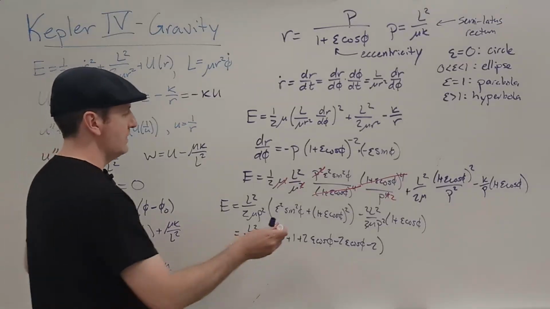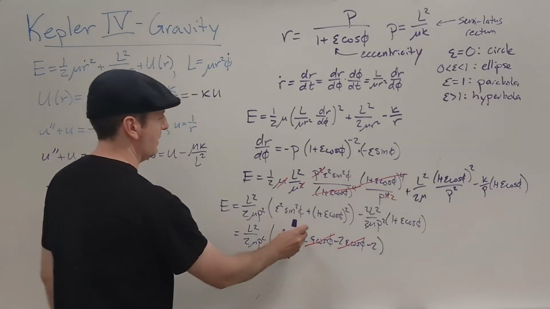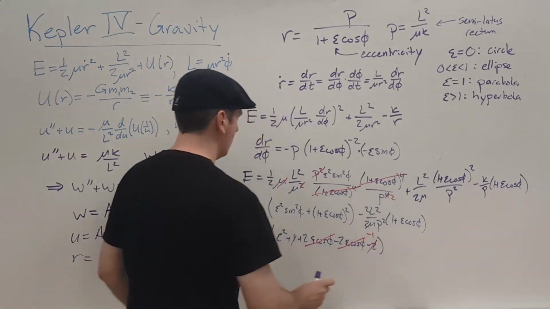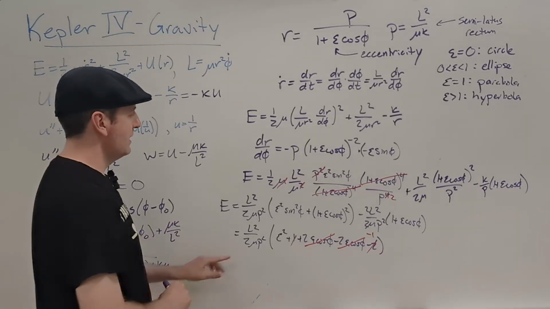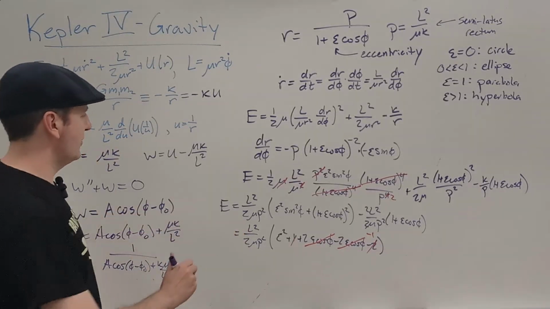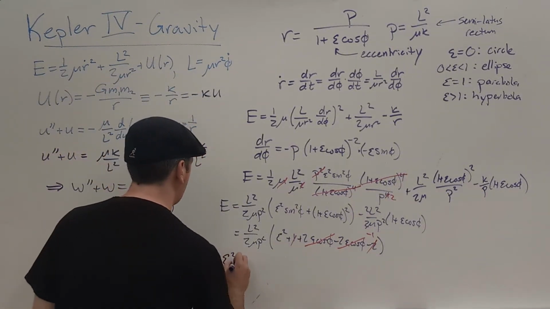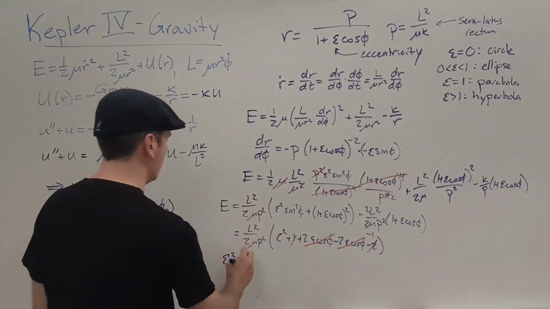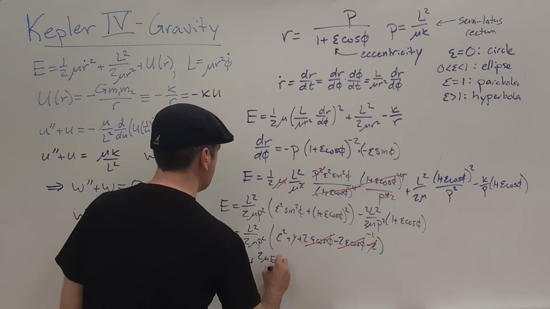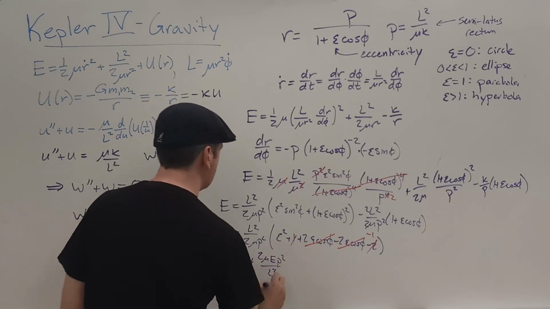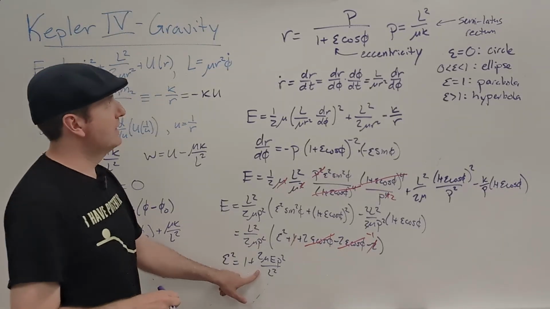And lo, it was good. Those cancel out. This 1 and this minus 2 become a minus 1. And I can see that this is actually going to be pretty nice. I'll go ahead and multiply this whole thing over to solve for epsilon squared minus 1. Or actually, I'll add the 1 over. 2 mu e p squared over L squared. Phew. Okay, a little messy.